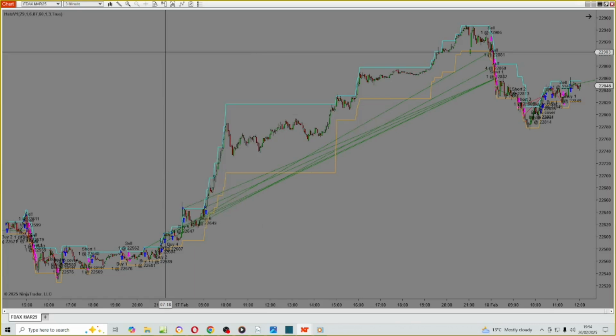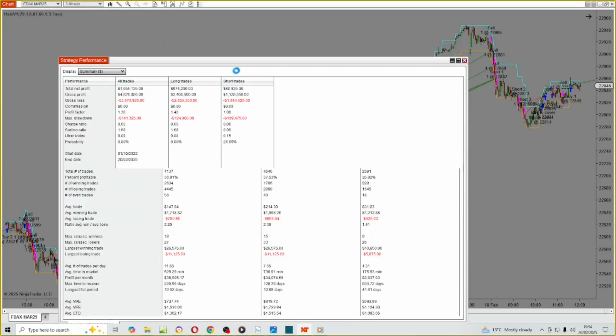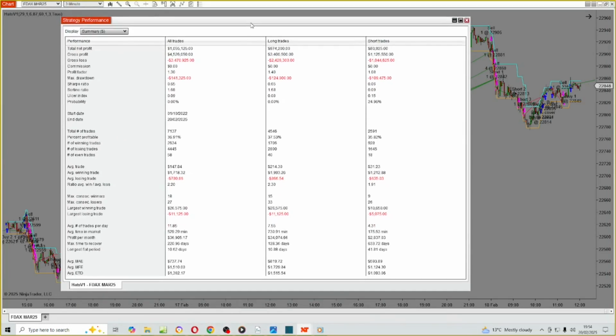We're very close to the standard settings. I've just adjusted the sensitivity. So since 2022 it's taken a little over $1 million out, and most of that's come from long trades, as you would expect, as the market's been going up. 80,000 and nearly 81,000 on shorts.